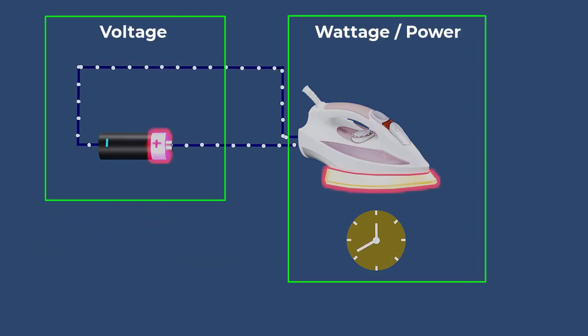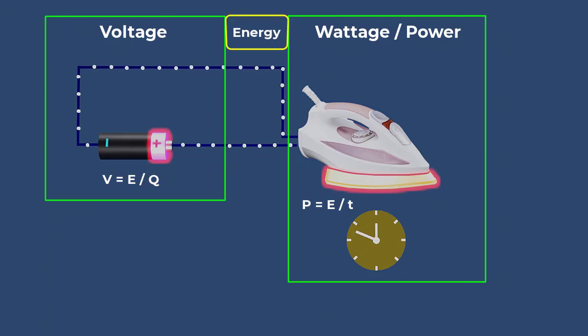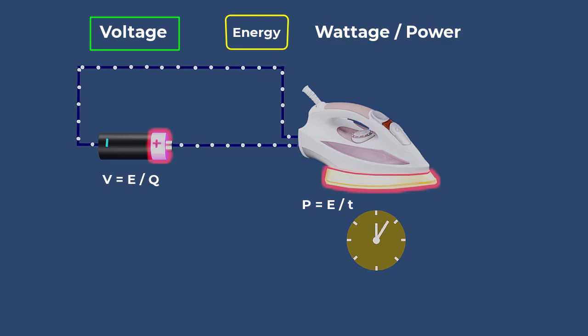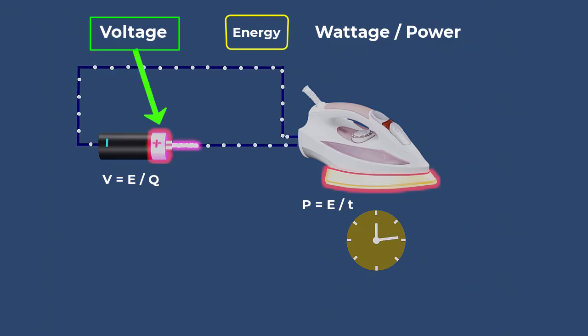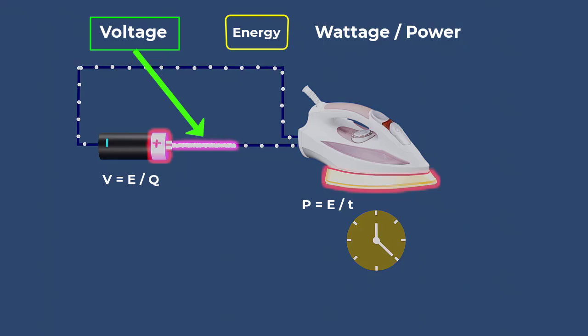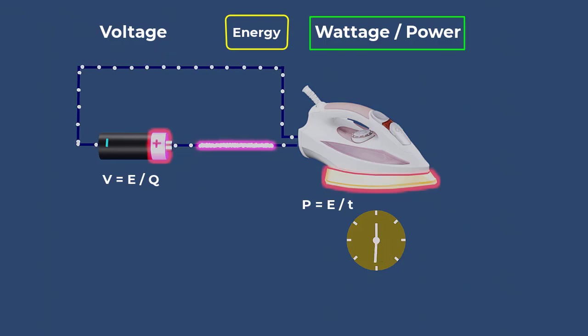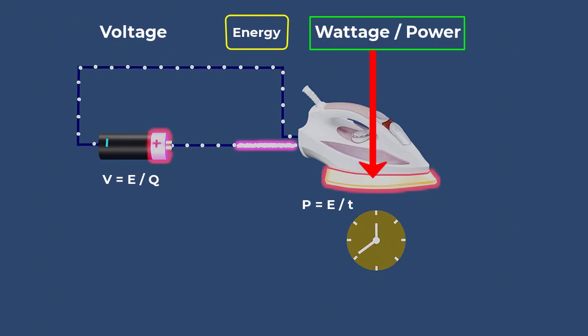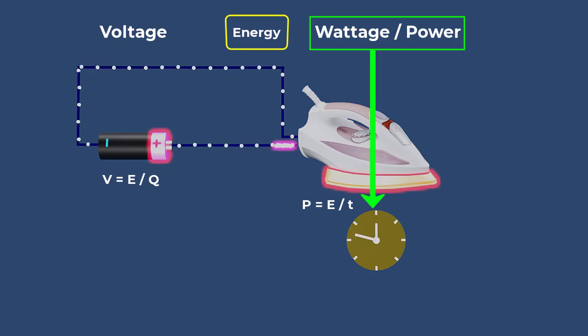Both voltage and wattage represent electrical energy, but they play different roles. Voltage is related to the source that provides electrical energy to each coulomb of charge, while the wattage is related to the device that consumes the electrical energy each second.